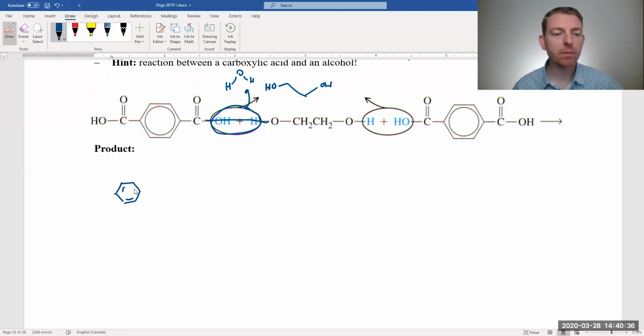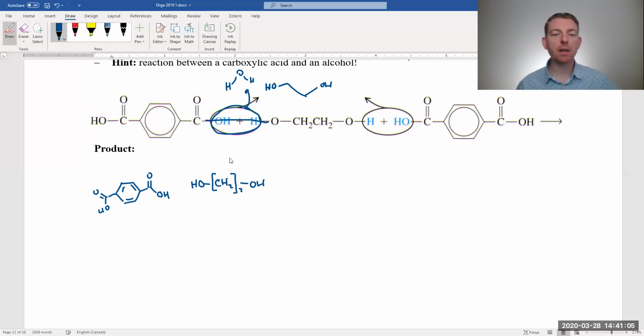So let's draw our benzene ring, and we have two carboxylic acid groups para to each other, right? OH. Okay. And it's going to encounter now the alcohol, CH2, OH, of the ethane diol.